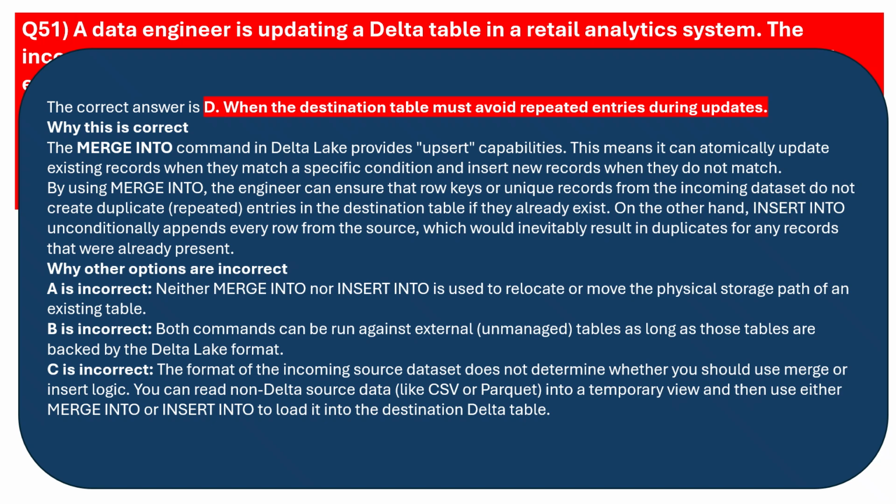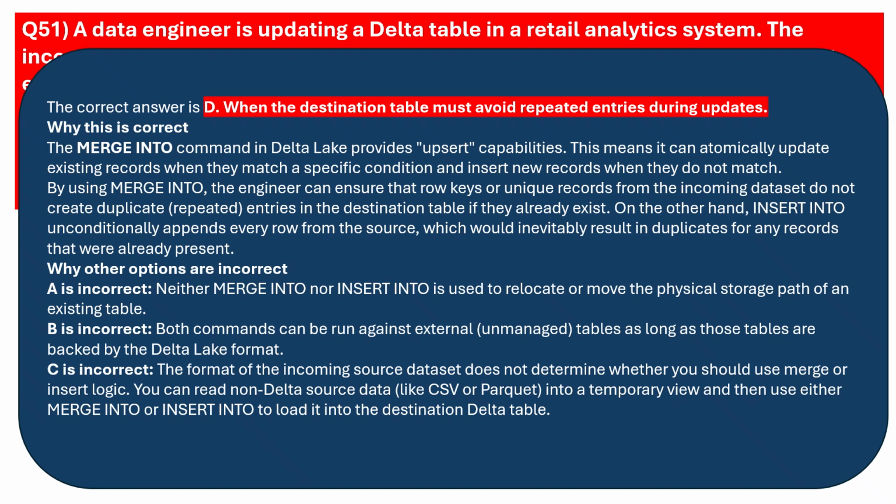Why this is correct: the MERGE INTO command in Delta Lake provides upsert capabilities. This means it can atomically update existing records when they match a specific condition and insert new records when they do not match. By using MERGE INTO, the engineer can ensure that row keys or unique records from the incoming dataset do not create duplicate, repeated entries in the destination table if they already exist. On the other hand, INSERT INTO unconditionally appends every row from the source, which would inevitably result in duplicates for any records that were already present.